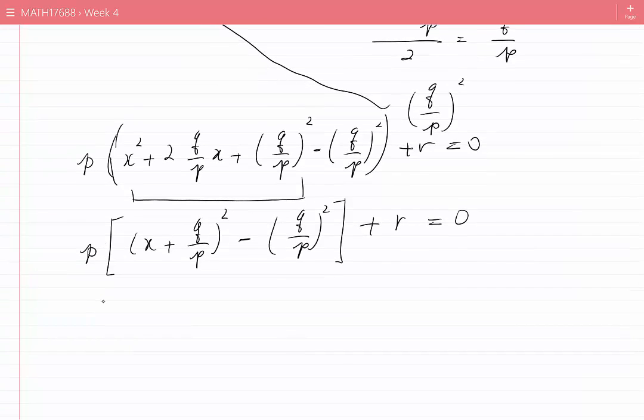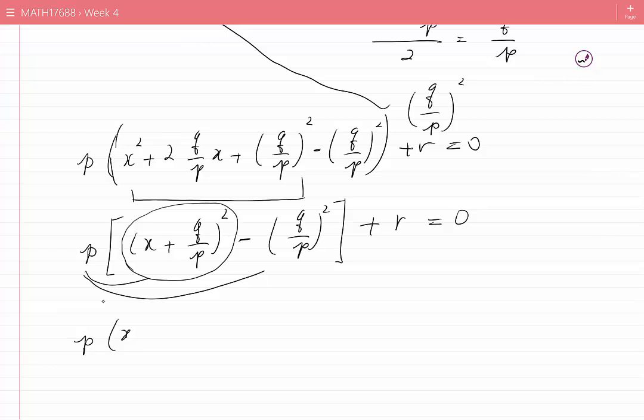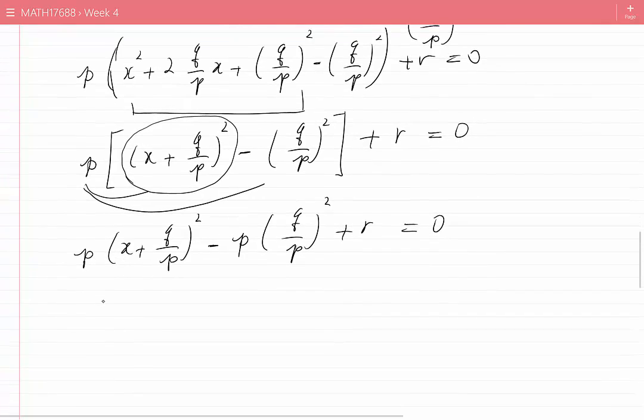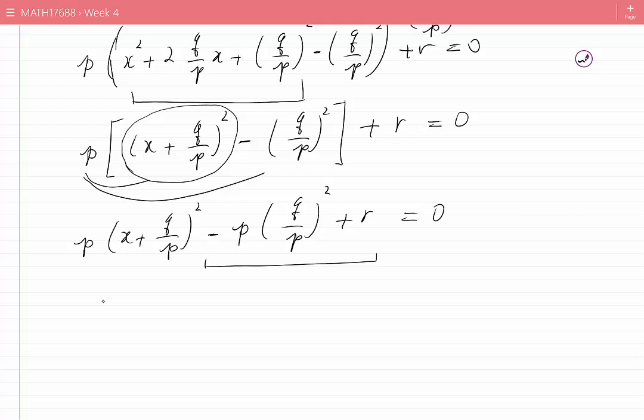Now our job would be to isolate (x plus q over p) squared, and then take the root and then isolate x. Let's first open the bracket. We would have p times (x plus q over p) squared minus p times (q over p) squared, and then plus r equal to 0. We take these two terms, which are indeed constants, because p, q, and r are constants, to the other side. We would have p times (x plus q over p) squared is equal to p times (q over p) squared minus r.